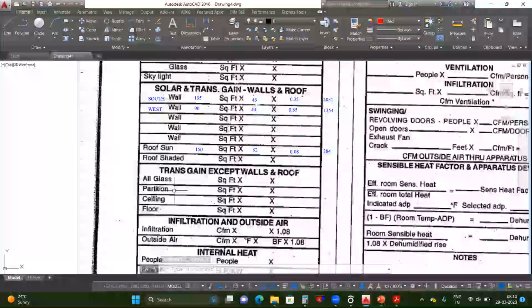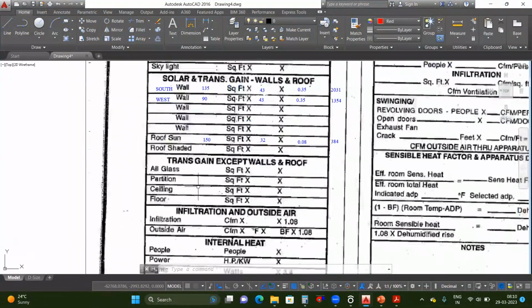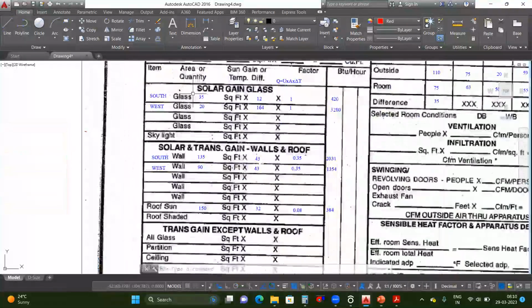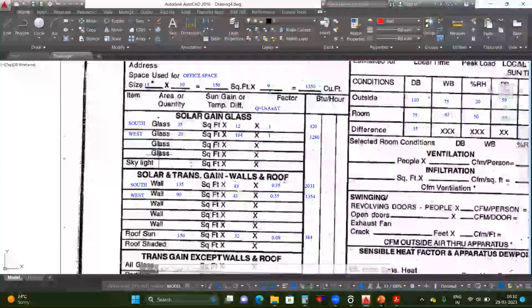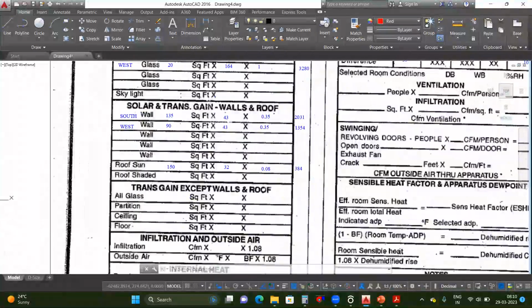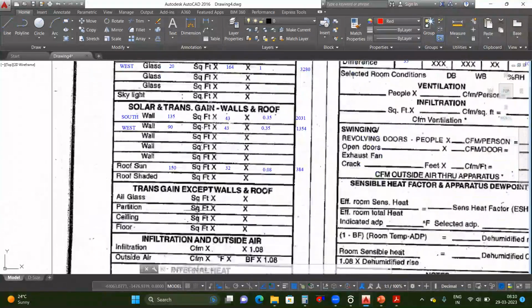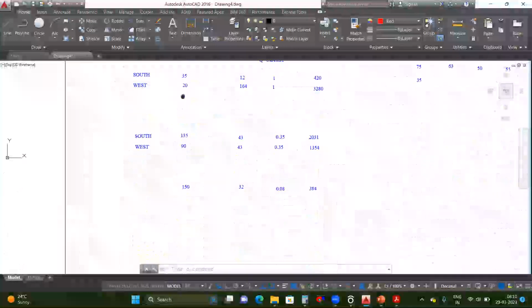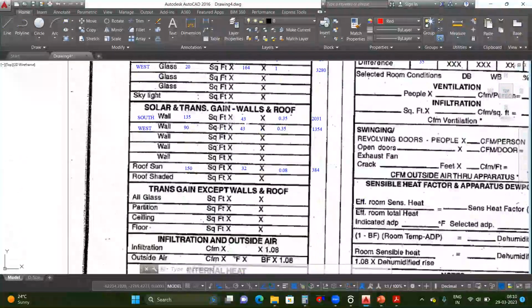So next one is our transmission gain except walls and roof. All glasses we need to enter. So here we have already taken the wall glasses. So that is 35 plus 20. We need to add these two and take the transmission gain here. So that will be 55 square feet. I will get 55.